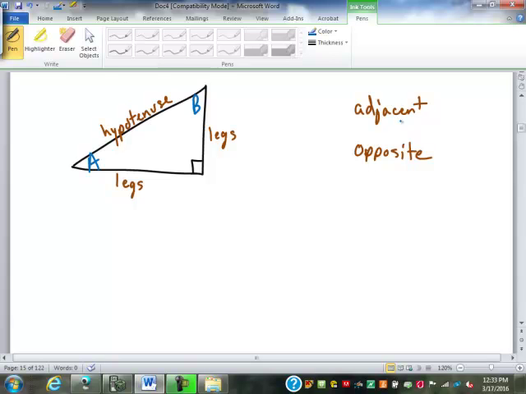What does adjacent mean? Next to, or touching. So if we're looking at A here, this leg touches it. This is the adjacent leg. This would be the opposite leg. Opposite, of course, means across from. If we're looking at angle B, this is the leg that touches that angle, so that's adjacent. This is the leg that's across from it, so that's opposite. But the opposite and adjacent depend on what angle we're looking at.